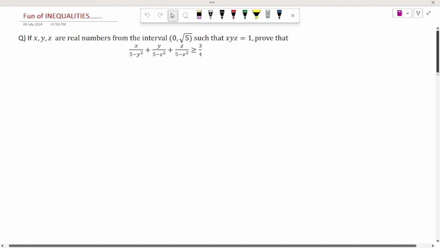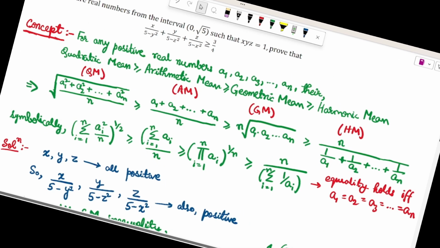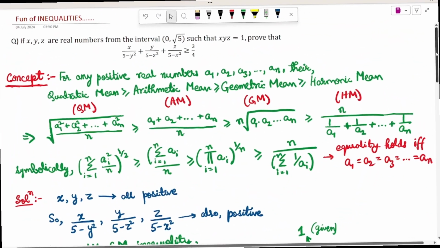It says: if x, y, and z are real numbers from the interval (0, root 5), that means x, y, z lie between 0 and root 5, such that xyz equals 1. Prove that x by (5 minus y square) plus y by (5 minus z square) plus z by (5 minus x square) is greater than or equal to 3 by 4. So let's get into the solution.